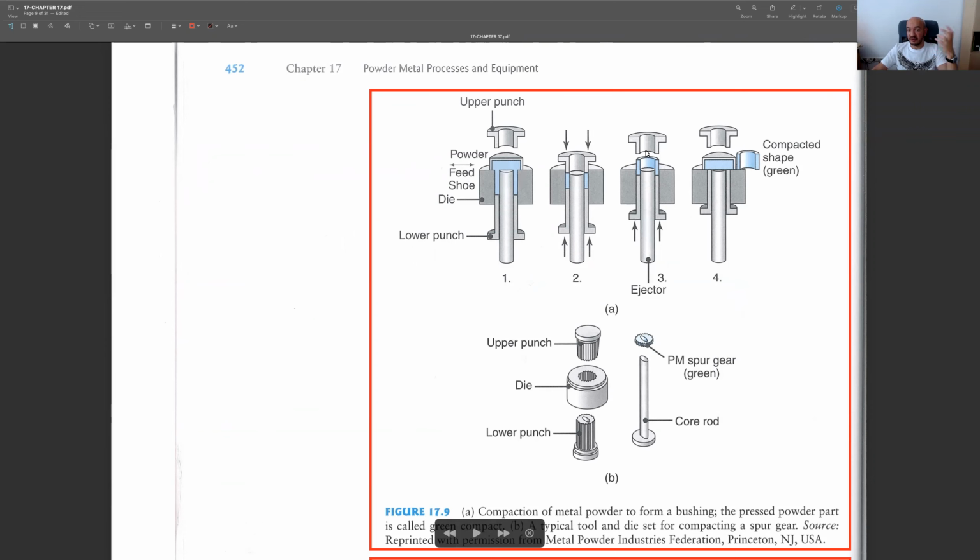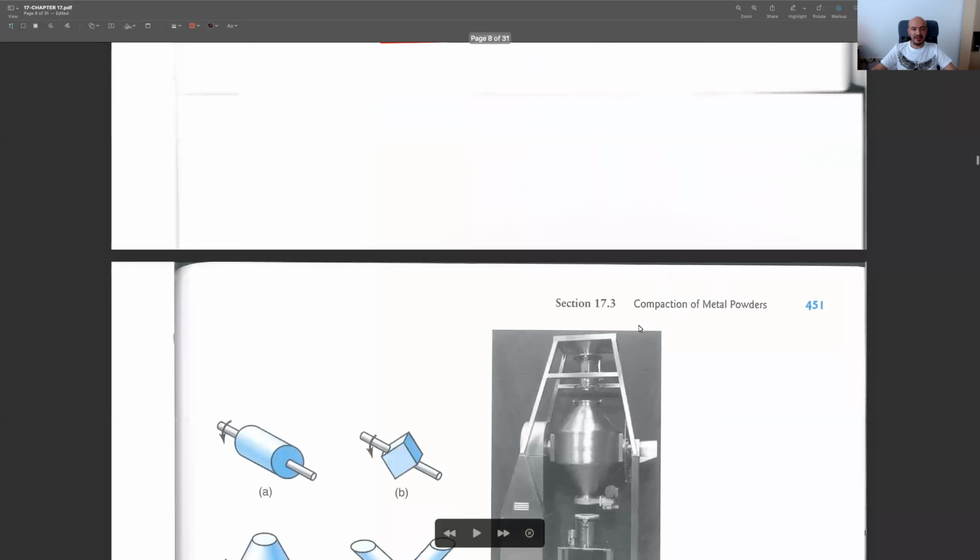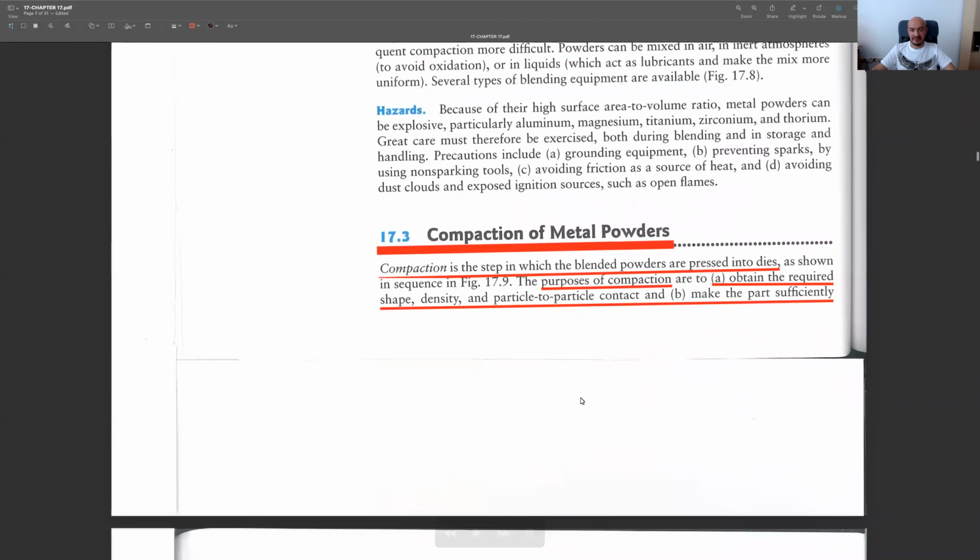We remove our green part, green compact. The strength of this part is not high. You may even break it with your hand. So that's why it's called a green part. And this is the compaction stage. And later we do sintering. Now let's go back to the descriptions here.